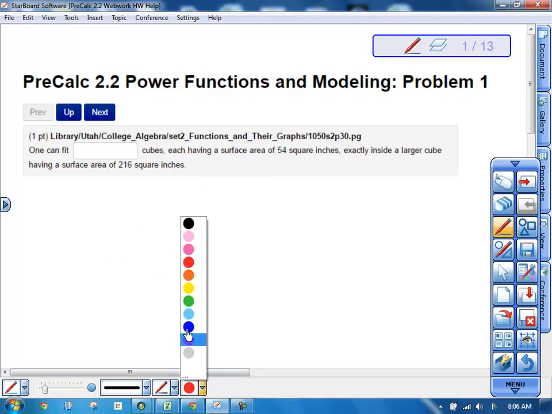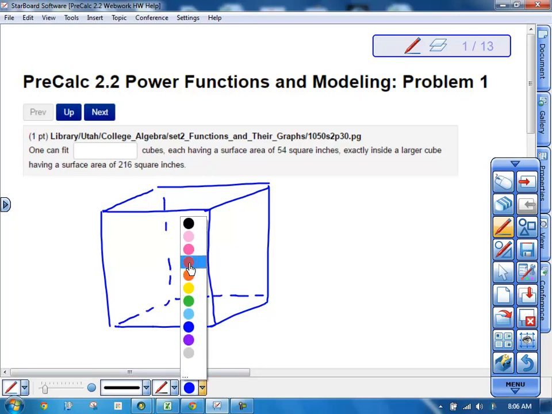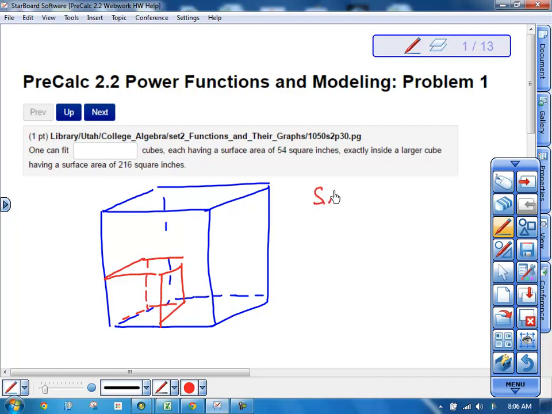So here's a random example then. Let's say that we have a cube for this first problem, and we're going to put smaller cubes inside of this one. So let's put a smaller cube inside of here. And the question is, how many of these cubes can I fit inside if the smaller cube has a surface area of 54 and the larger one has a surface area of 216?